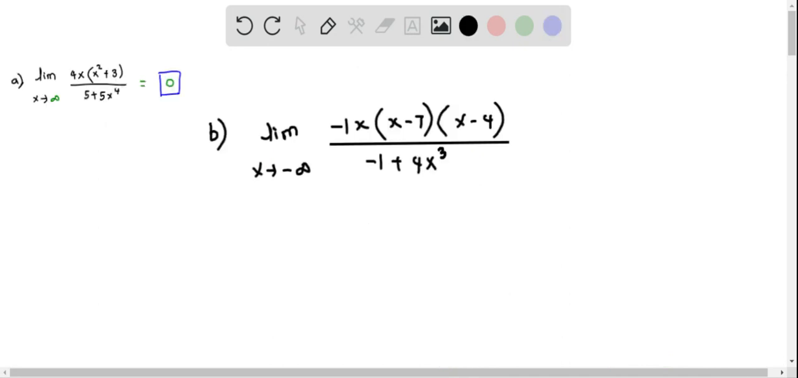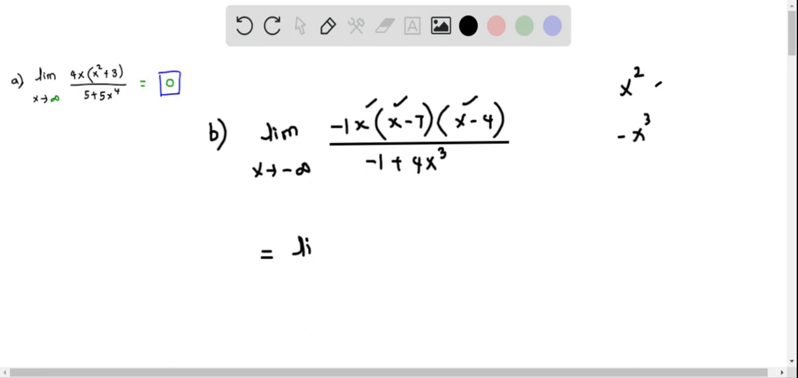We now determine the limit given in part B. So here we have to find the limit of negative 1x times x minus 7 times x minus 4 divided by minus 1 plus 4x cubed, and we determine the limit when x approaches negative infinity. So first I'm going to factor this x as well as this x from these two linear terms, and so when I factor x from these two terms, I will basically get a product x squared, and this x squared will get multiplied with this x, giving us negative x cubed.